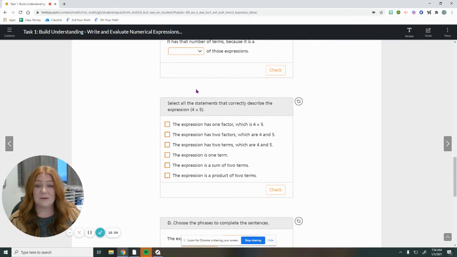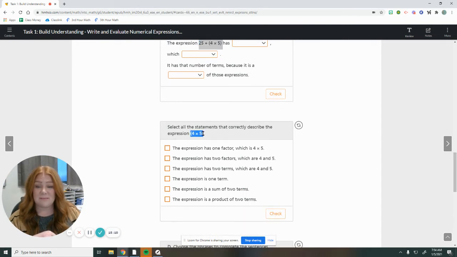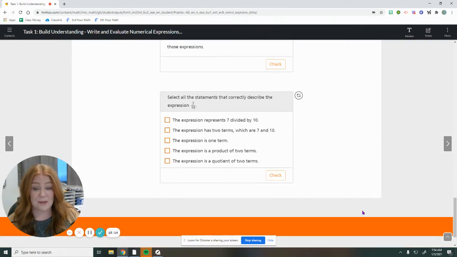Part C has you first think about this expression, and then just think about the part of it, 4 times 5, and select all that are true. So go ahead and try out task 1 and come back when you are ready to do task 2.